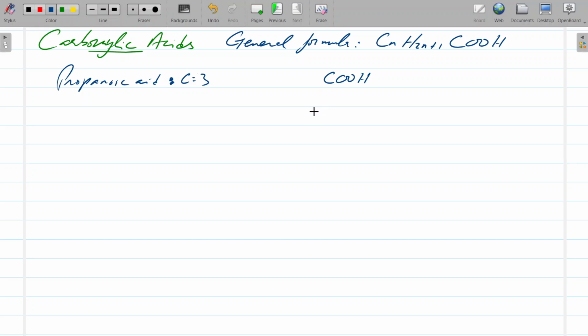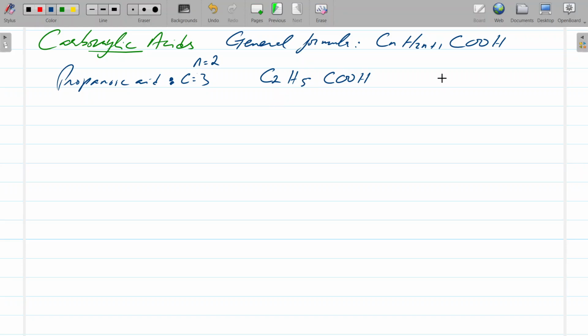Carbon, 6, sorry, 2. And that is the N. So N equals 2, and you put that over here. So what are you going to get? C2H5.